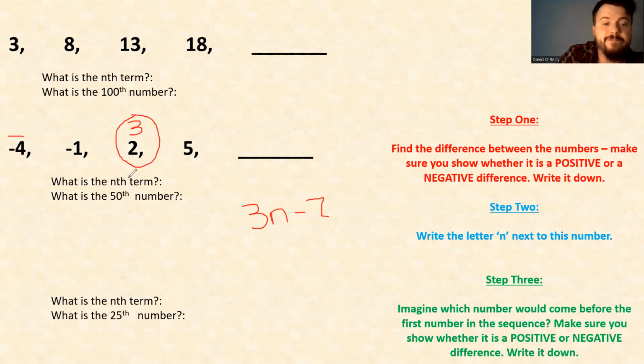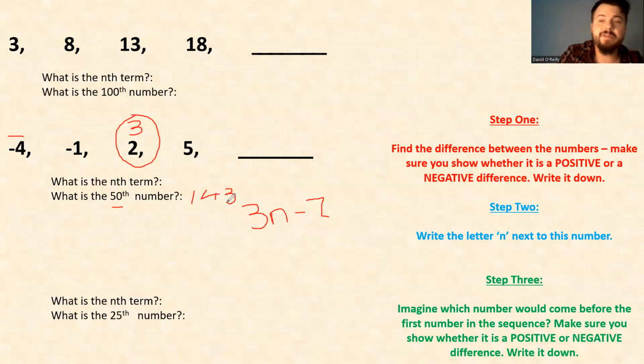So to find the 50th number, I need to replace n with 50. So what is 3 times 50? 150. 150 subtract 7 is 143. So the 50th number is 143.